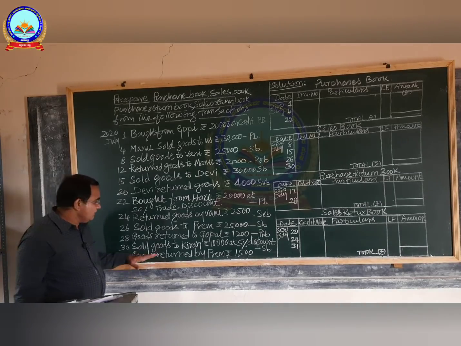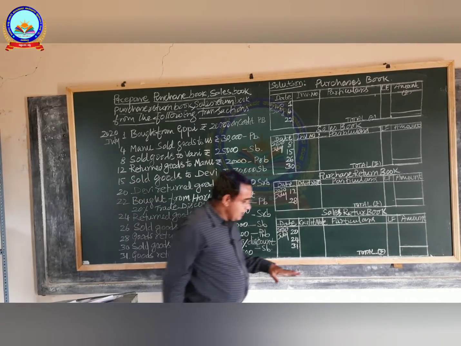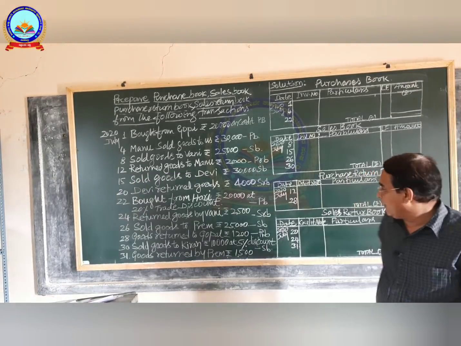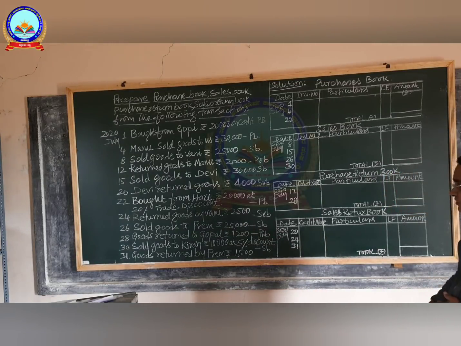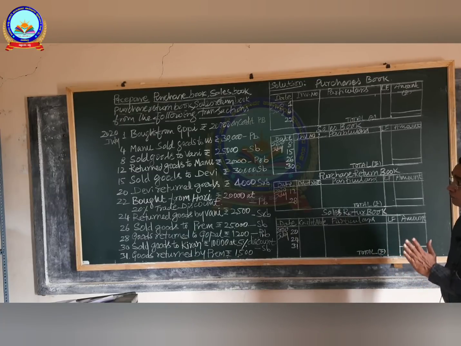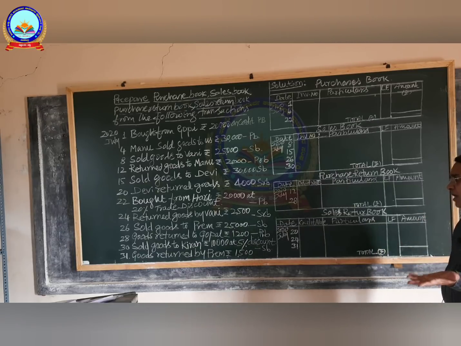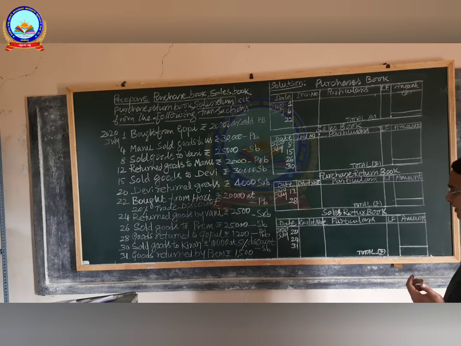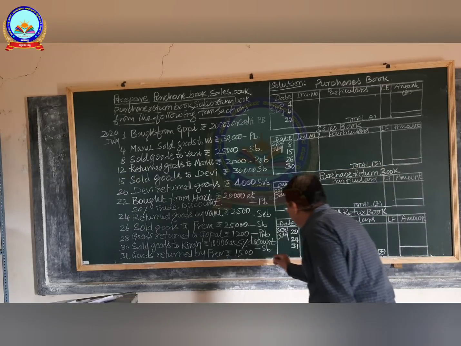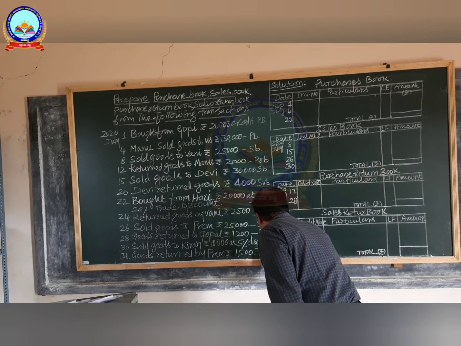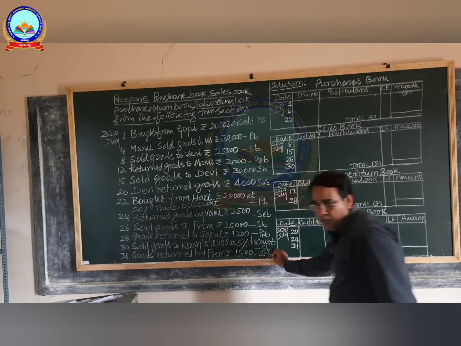And last, on 31st, goods returned by Prem, rupees 1,500. We have sold goods to Prem. Then on 31st, Prem returned goods amounting to rupees 1,500. This transaction should be entered in the sales returns book.